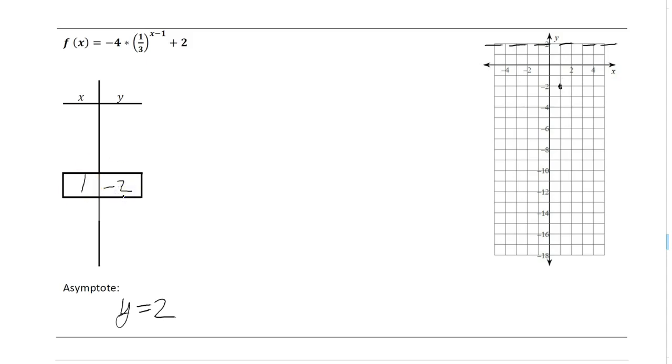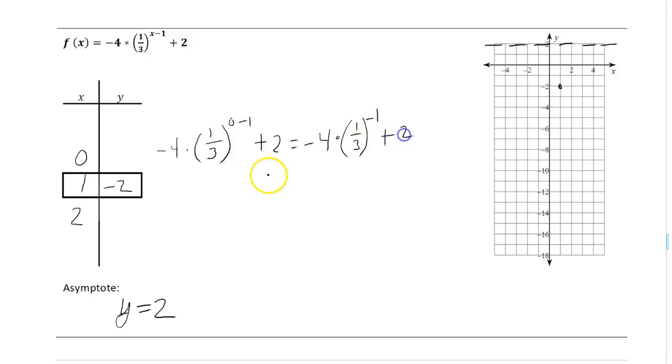Now find a point to the left and to the right of the original point. Start with x equals 0. Negative 4 times 1/3 to the 0 minus 1 plus 2. This gives us negative 4 times 1/3 to the negative 1 power plus 2, or negative 4 times 3 plus 2, which is negative 12 plus 2, or negative 10. Graph the point (0, negative 10).